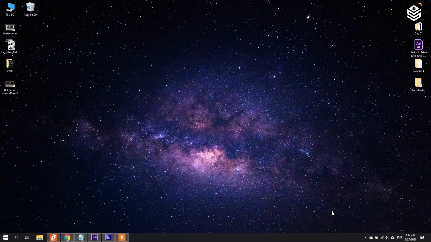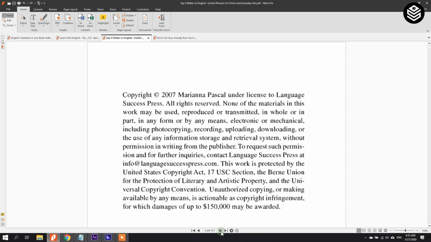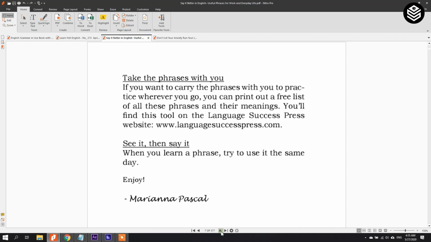So our grammar part is already finished, done. So we will move into our second section. It's daily phrases. So let me open the book. We are going to follow this book, Say It Better in English, useful phrases for work and everyday life. So we'll move to the section.